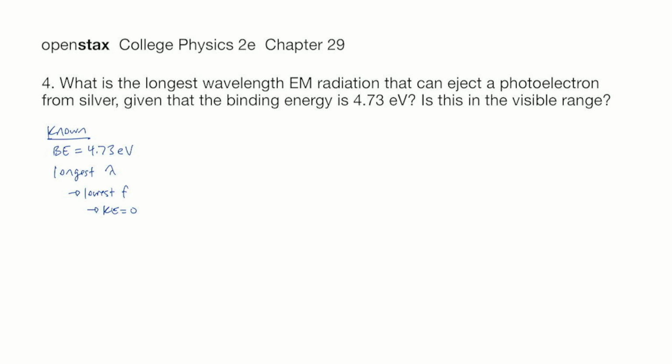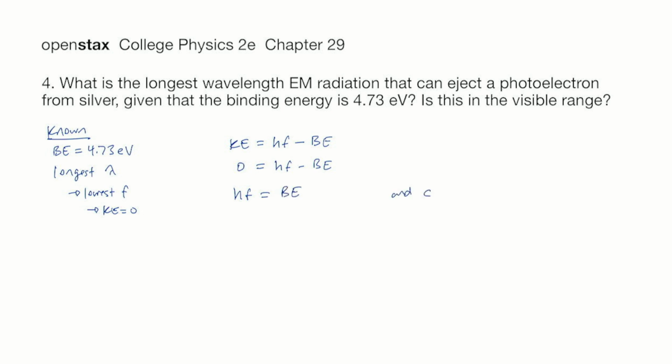So we can start with KE is equal to hf minus BE. And so we set the kinetic energy to 0. We get hf minus BE equals 0, and so hf is equal to the binding energy BE.